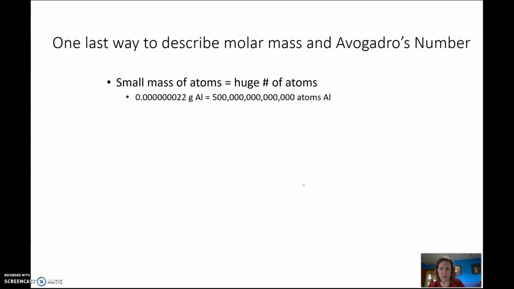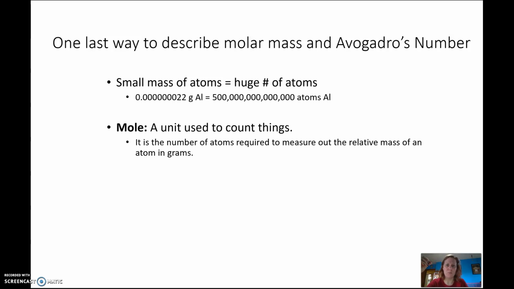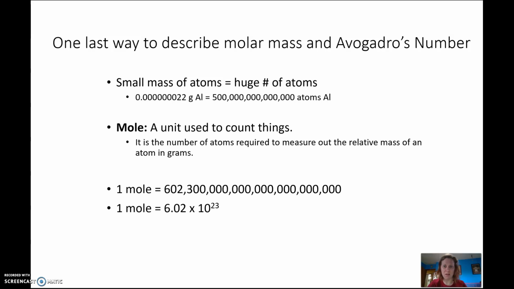The next slide kind of goes along with the slide from yesterday, molar mass and Avogadro's number. I should say a small mass equals a huge number of atoms because it's such a big, huge number. I really like this definition, so I stuck it in here. It's the number of atoms required to measure out the mass of atoms in grams. So when you weigh out 6.02 times 10 to the 23rd atoms, you're going to equal the amount of grams that's listed on the periodic table. That's what that is saying.